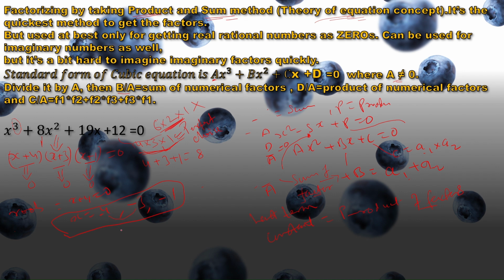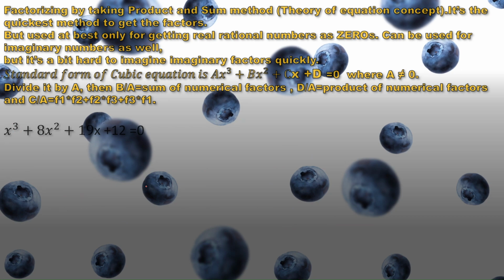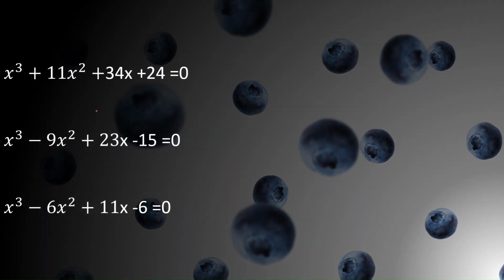So just to check: minus 4 into minus 3, this is 12, plus minus 4 into minus 1, 4, and then minus 3 into minus 1, plus 3. So 12 plus 4 is 16, 16 plus 3 is 19, plus 19, it's also satisfied. So our roots are perfect. So let's see another example.